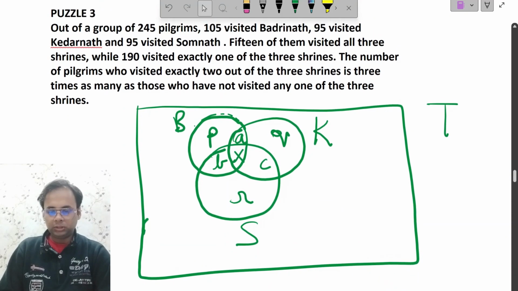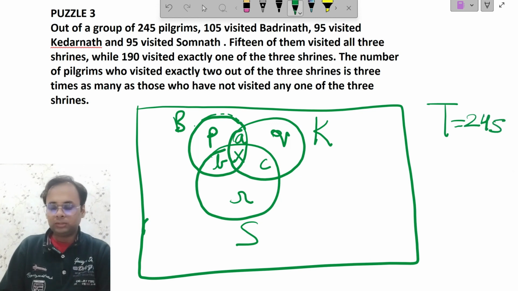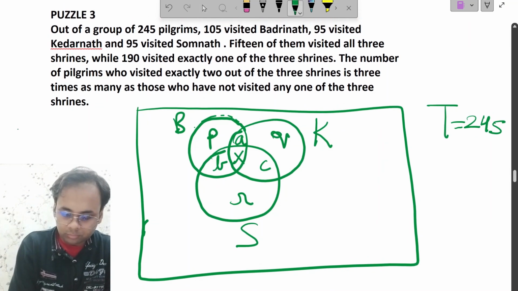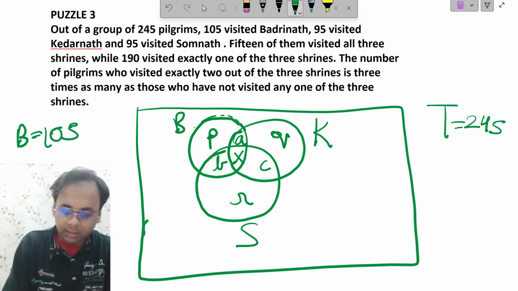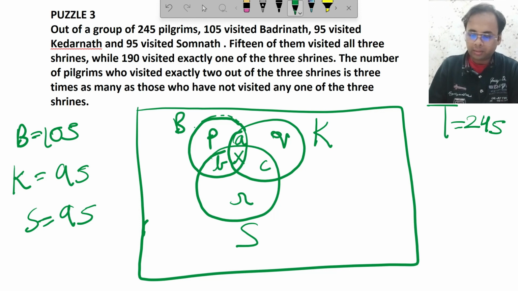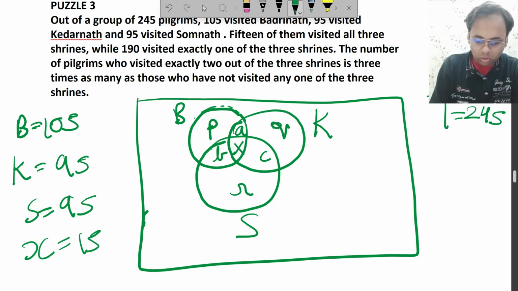Okay, so let me just see. It is saying that out of a total of 245 pilgrims, so T is 245. 105 visited Badrinath. Okay, so B is 105. I can mark it over here. B is 105. 95 visited Kedarnath. So K is 95. And S is also 95. Okay, 15 of them visited all three shrines. So X is 15, I can say.